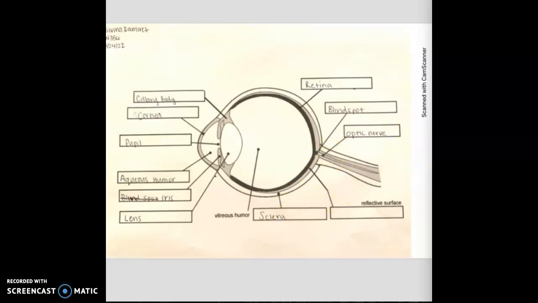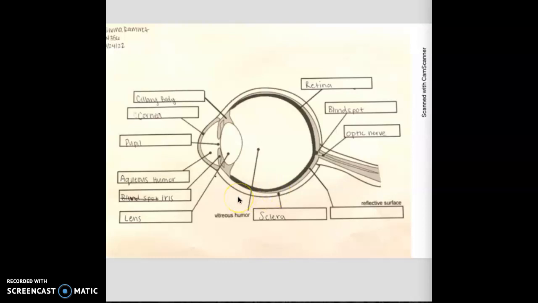Next is the sclera, and this is the opaque, fibrous, tough, protective outer layer of the eye, which could also be the white of the eye, where it's directly continuous with the cornea in front of the sheath covering the optic nerve behind. The sclera also provides protection and form to the eye.